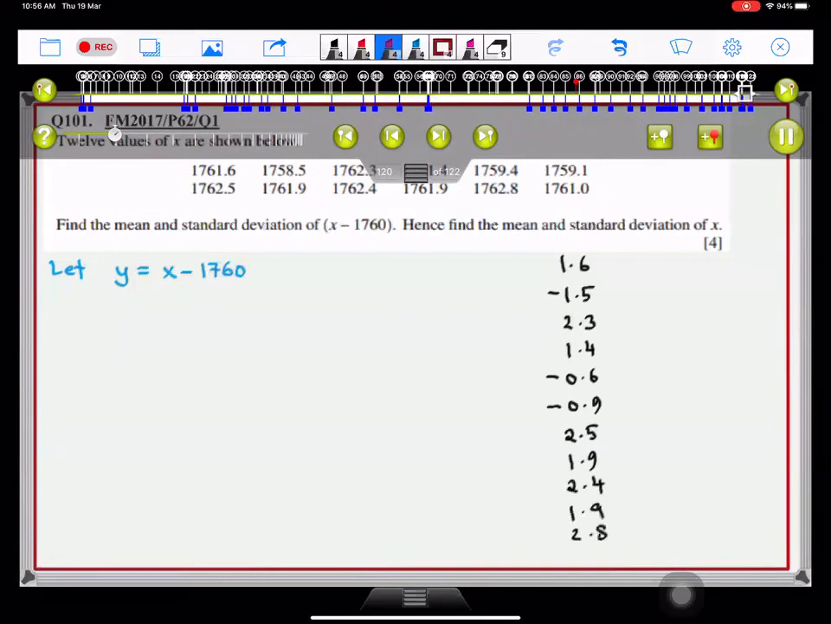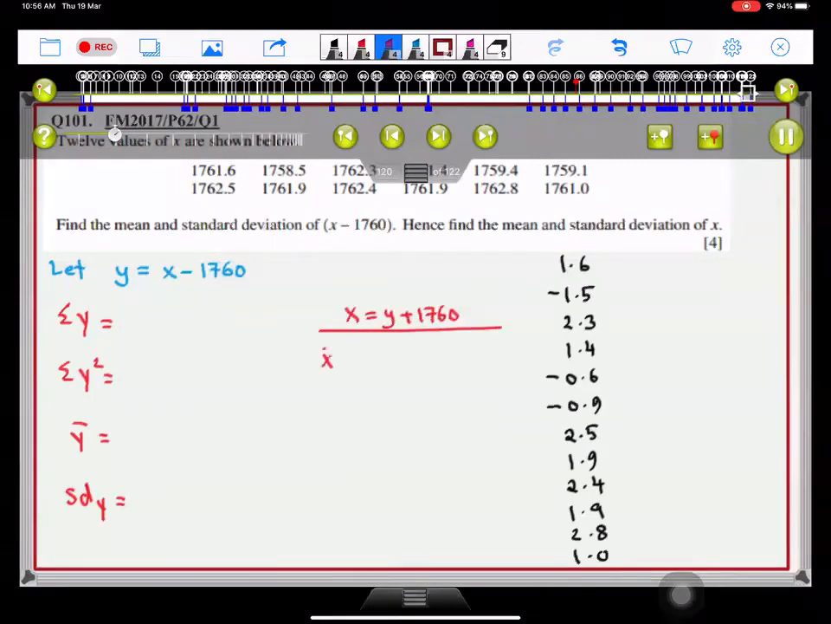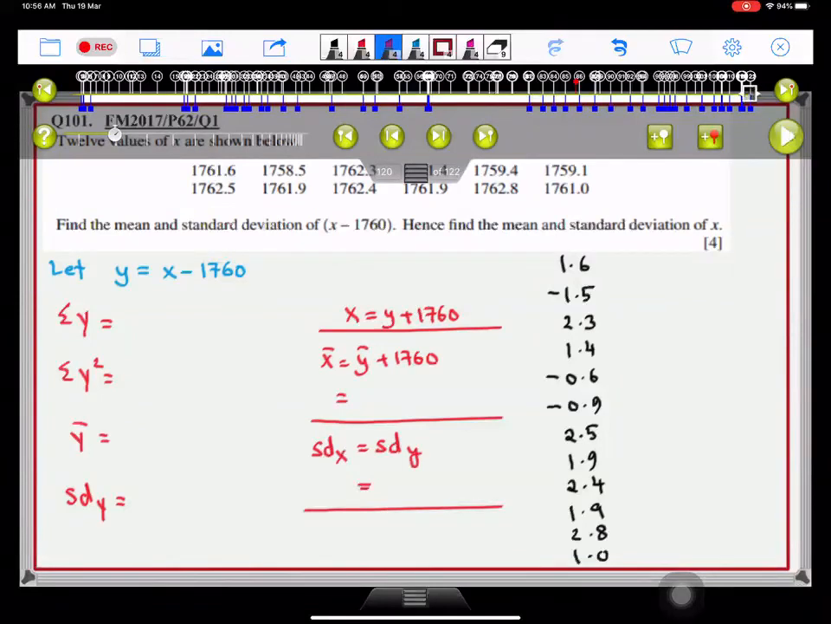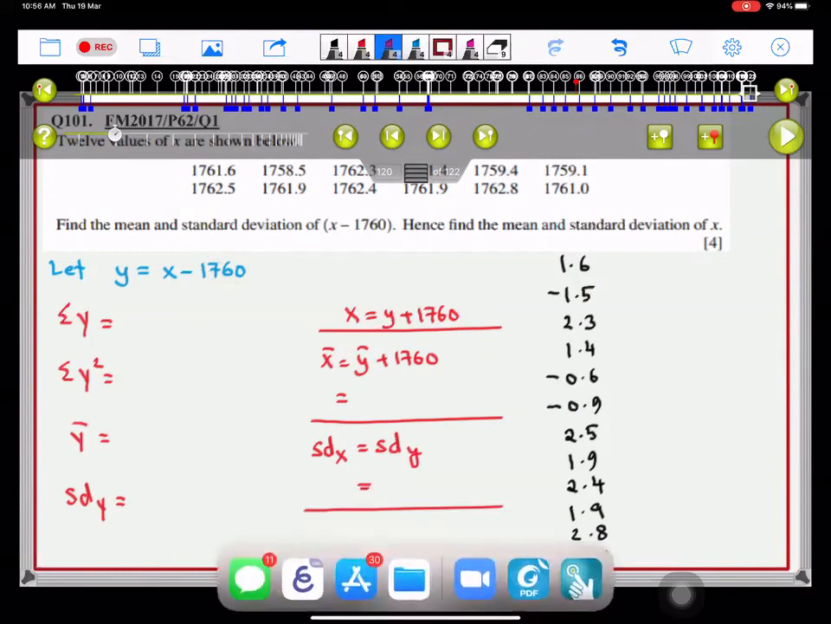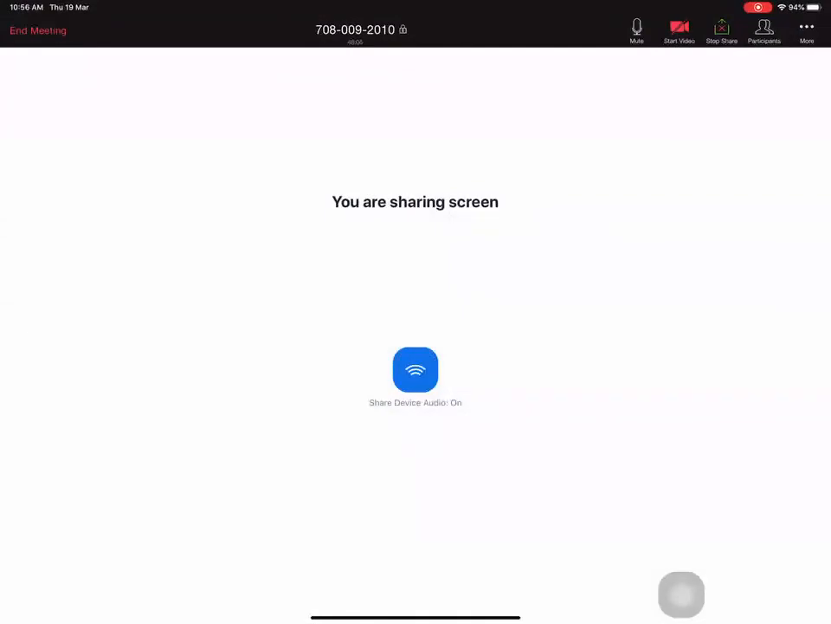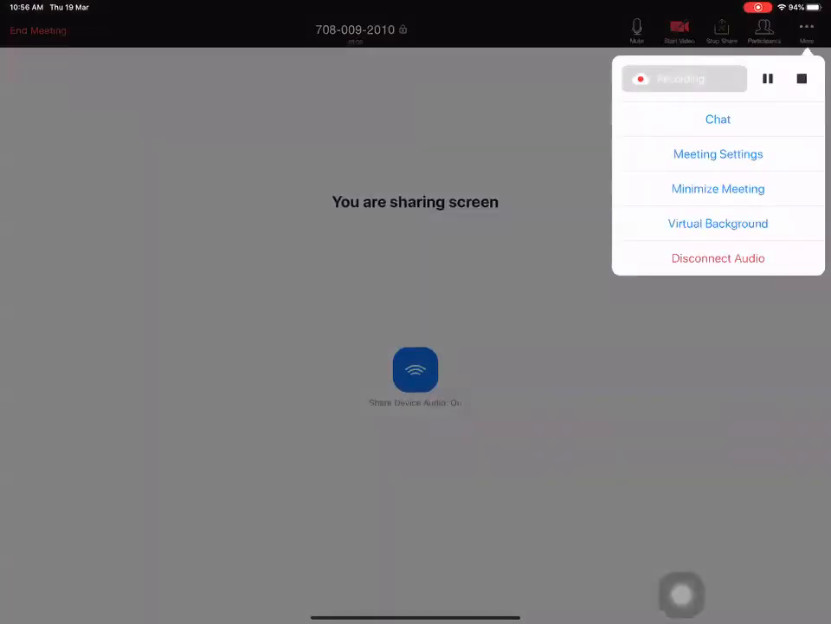You calculate sigma y. You calculate y bar. You square each value. You calculate sigma y square. Standard deviation of y and standard deviation of x is the same, whereas x bar would be whatever is your value of y bar and add to it 1760. So go through this exercise thoroughly, and then you have to start working after 3 classes of mean and standard deviation.